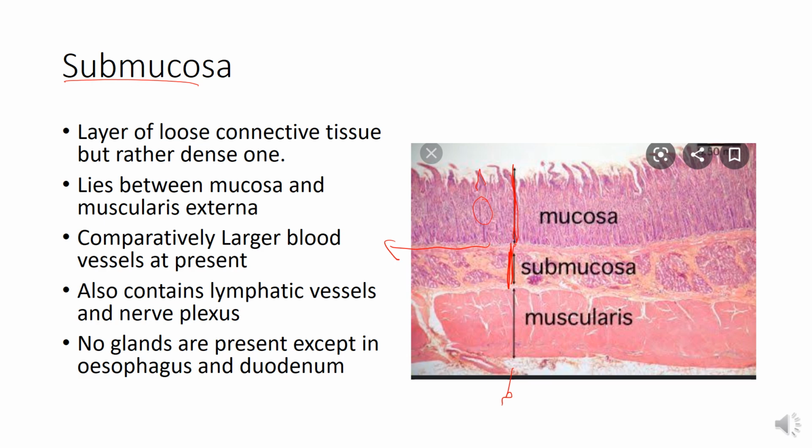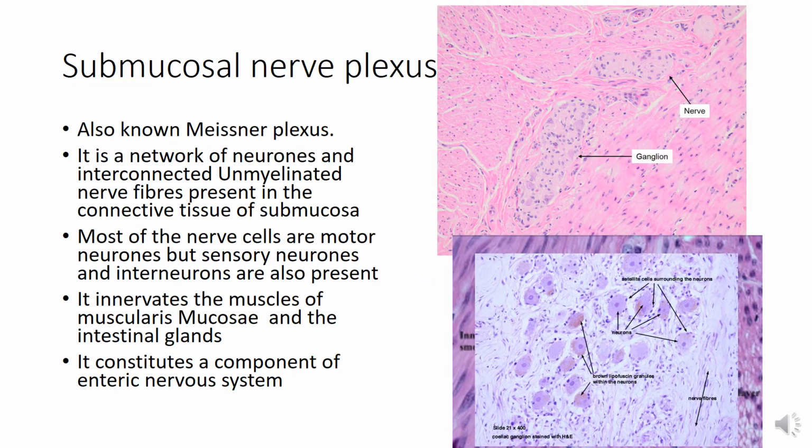So the submucosa lies between the mucosa and the muscularis externa, and it contains relatively large blood vessels as compared to lamina propria, also the lymphatic vessels and the nerves, and a special nerve plexus. No glands are present in the submucosa except in two regions of the GI tract, that is the esophagus and the duodenum. So in esophagus and duodenum, special mucus glands are present for the secretion of excessive amount of mucus.